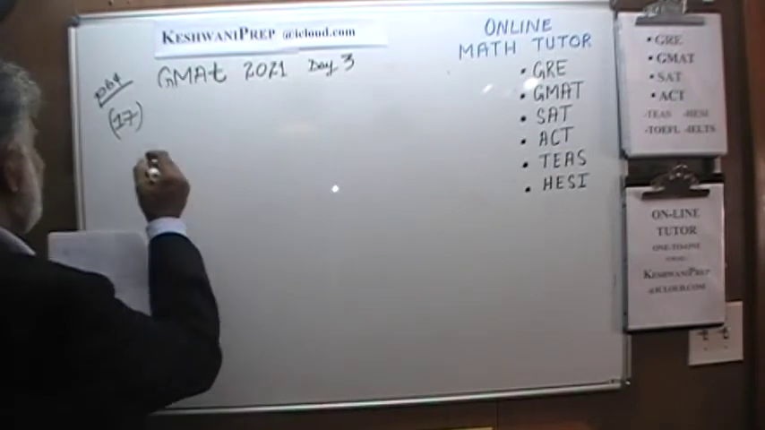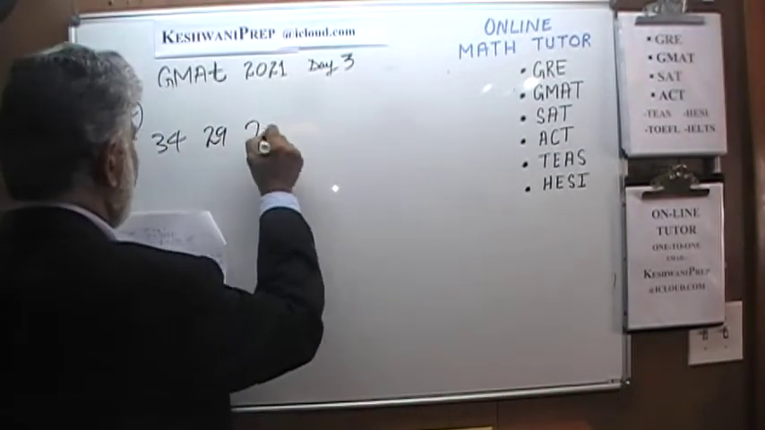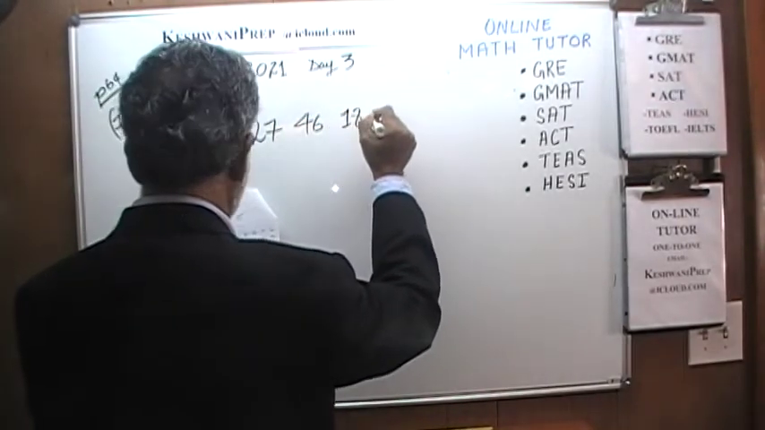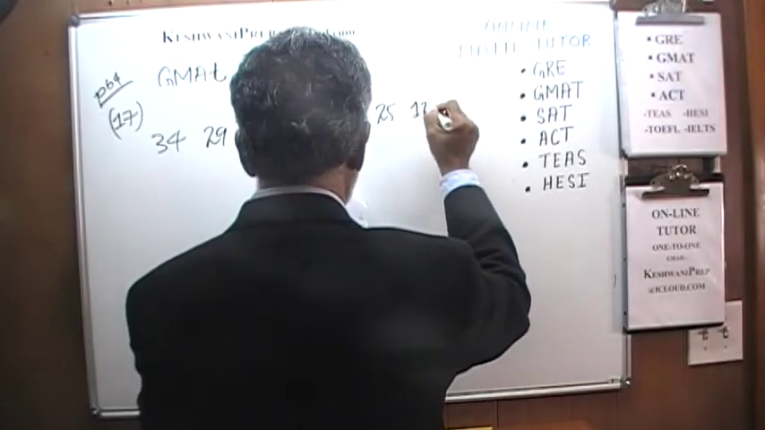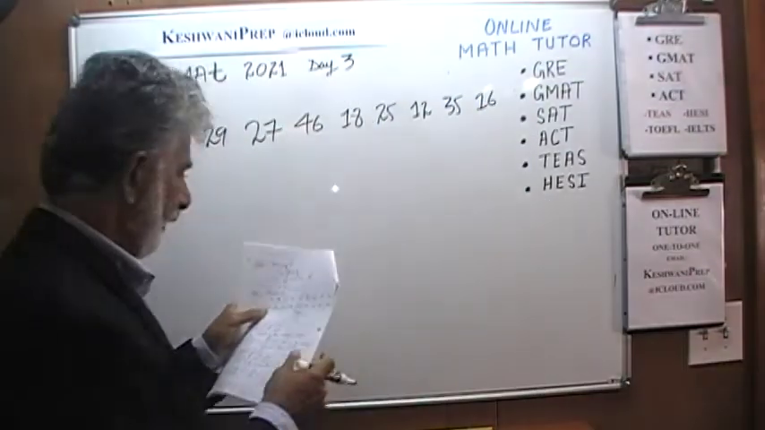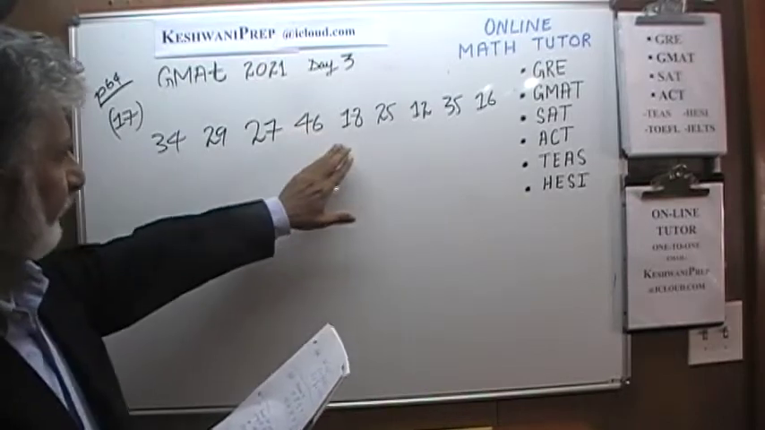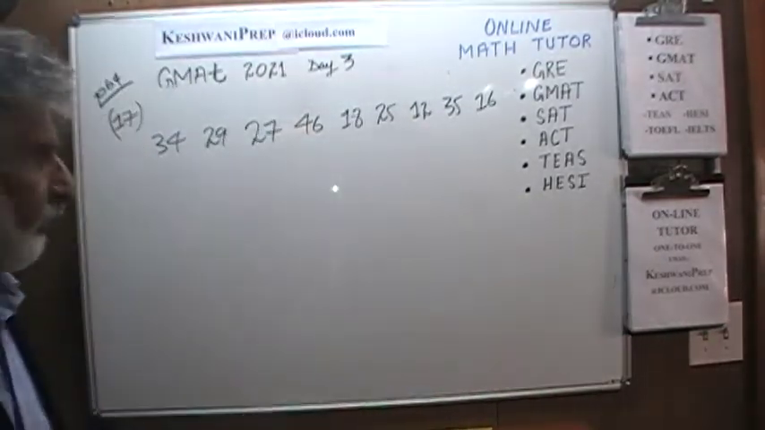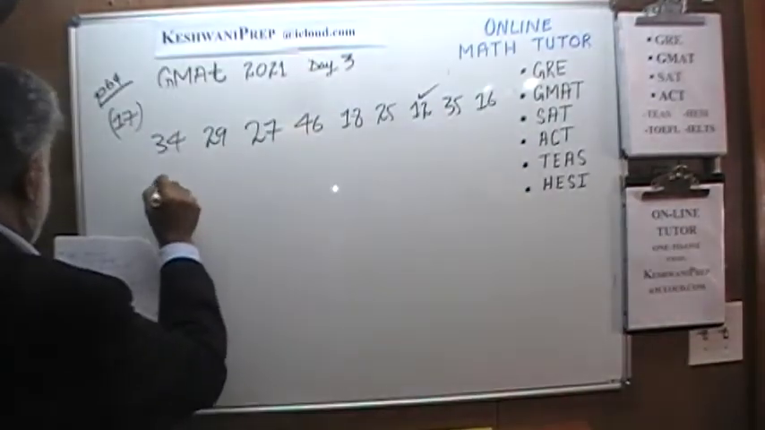So here we have to find the median of 34, 29, 27, 46, 18, 25, I do want to fit all of them in one line, 12, 35, and 16. Let's just make sure that I didn't miss anything. 34, 29, 27, 46, 18, 25, 12, 35, and 16. There you go. The smallest number that I see there is 12.